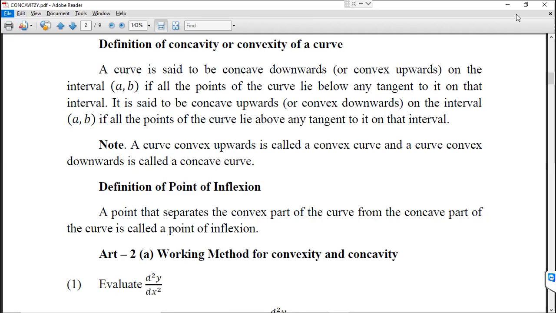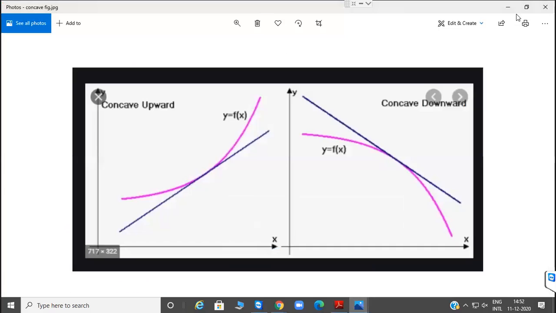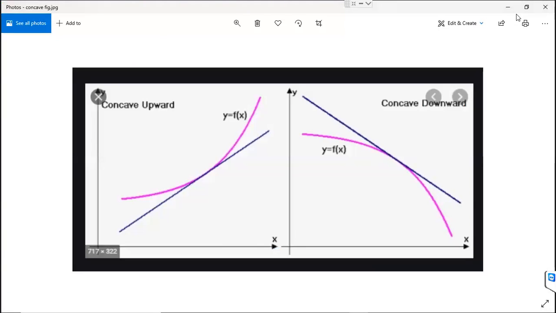Here note that a curve convex upward is called a convex curve and a curve convex downwards is called a concave curve. You can see the figure on your screen, where in figure 1 you can check that if you have the given curve y is equal to f of x, and you draw the tangent on that curve, all the points of the curve lie above the tangent to the curve. So this curve is called a concave upward curve.